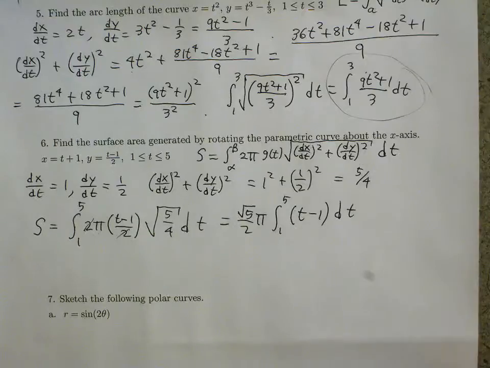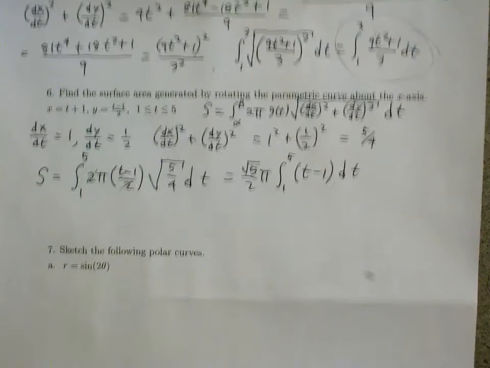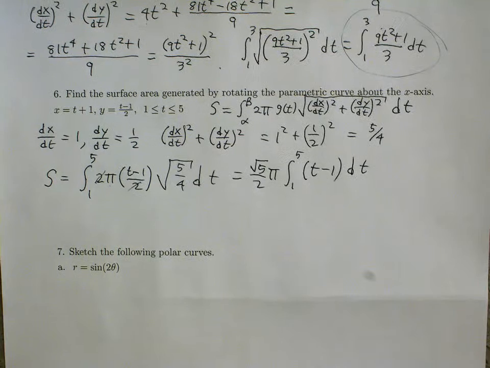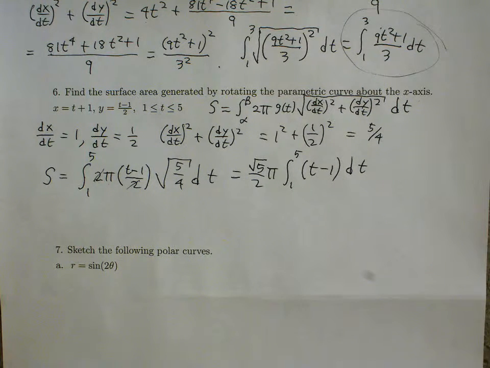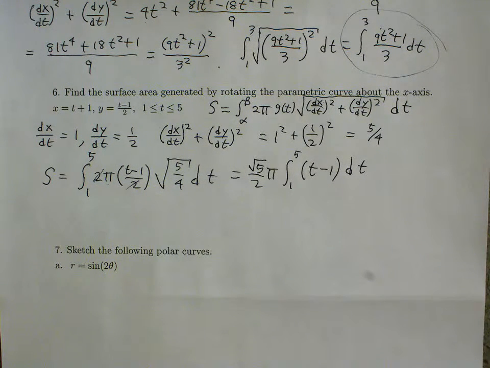Okay, sketch the following curves. So r equals sine of 2 theta. So what's it going to look like? Or what are we going to get? I know it's hard for you to read my mind when I ask those kinds of questions, but there are going to be loops. How many? 4 loops, yeah.